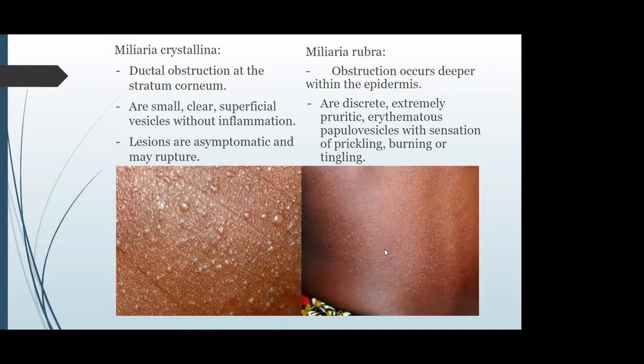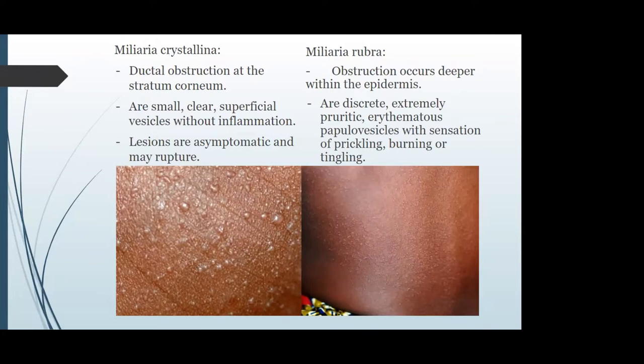The second type is the miliaria rubra, and this occurs when the sweat gland obstruction occurs deeper within the skin. This is the typical heat rash that a lot of us know, that comes with rashes and raised elevations in the skin, and you have the sensation of prickling, burning, or tingling. It is also extremely itchy. This is one of the variants that we commonly see in children.